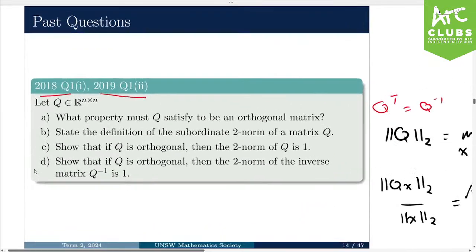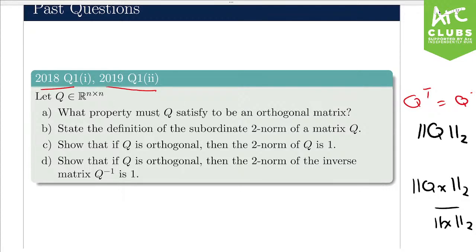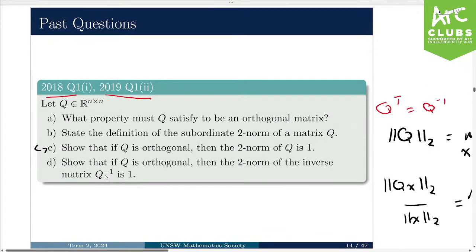Part D, so in the 2019 paper, they don't get you to do C first, I think. So we can't use the result of part C, but basically it's the same thing. If Q is orthogonal, then the inverse is also orthogonal.